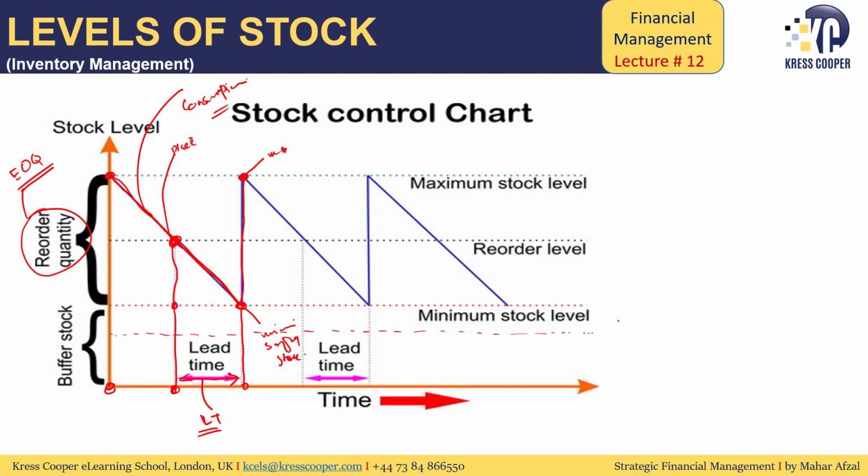This stock reflects that if the level of the stock is arriving at the danger level, then urgent measures should be taken to place the order to the supplier who has a minimum lead time. So this is my maximum level, this is my reorder level, this is my minimum level of stock or safety stock, and this is called my danger level of the stock.